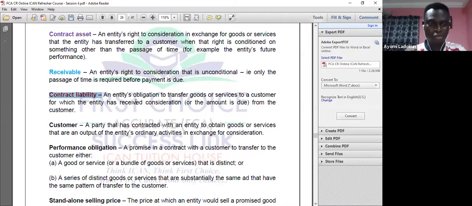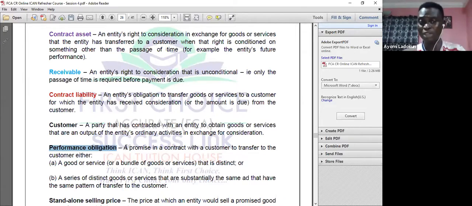Okay, and of course, you know what a customer is, Abby. So you are my customer, or I'm your customer, and of course, performance obligation. I have reasons why I'm explaining this. I don't want to assume that we know it. We are still going to the middle of IFRS 15, so that when we get there, we are not struggling. Is that okay? So that's why I'm taking time to take all of this.